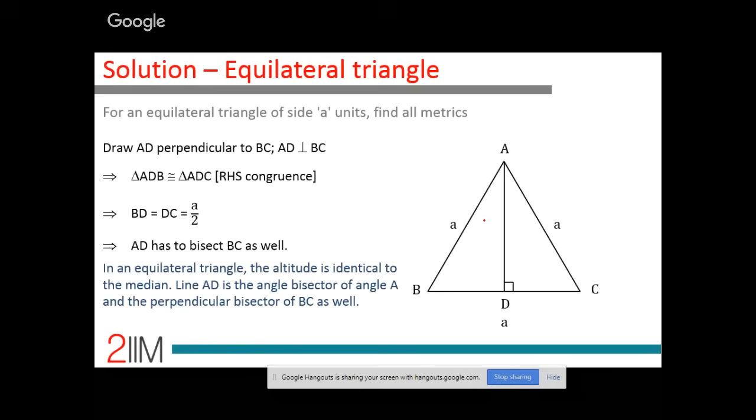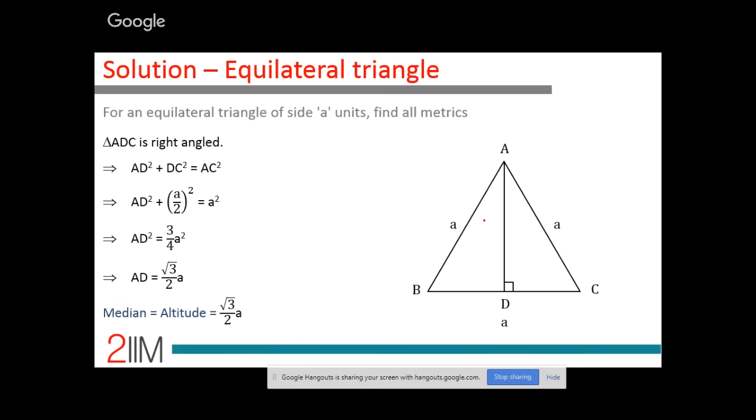I'm going to do a very quick recap of deriving this. Equilateral triangle, side a. We draw the altitude from A to BC. This line will bisect BC, as we've already seen with the isosceles triangle. So BD and DC would be a by 2, a by 2. Once you've got that, we can use Pythagoras theorem and find AD. AD is √3 a by 2. AD happens to be the altitude, median, angle bisector, and perpendicular bisector.